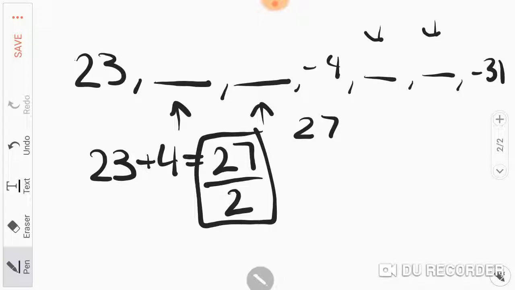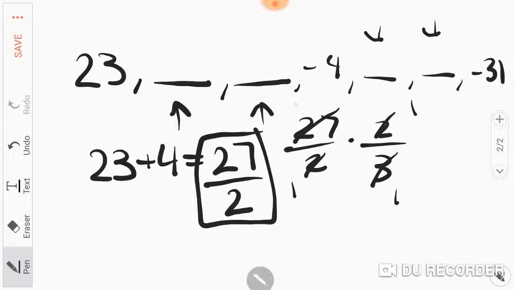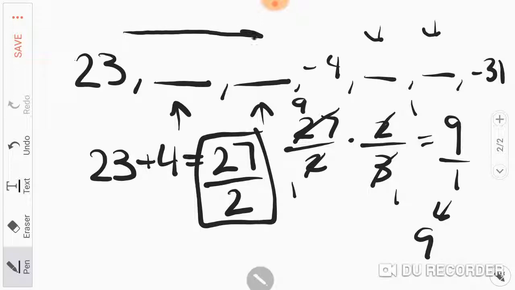So we have 27 over 2 times 2 over 3. Now we see we can simplify the 2's and make them both 1. And then we can make this 3 a 1 and make the 27 a 9, because 3 times 9 is 27. And when we multiply 27 halves and 2/3, we get 9 over 1, which just simplifies to 9. But you can see that there's a decreasing trend here because it goes from +23 to -4. So you need to put a -9. Because when you add them, it's supposed to decrease.